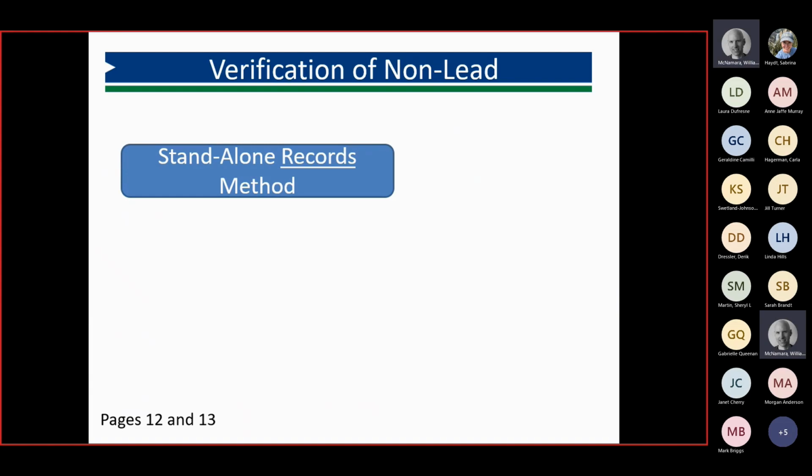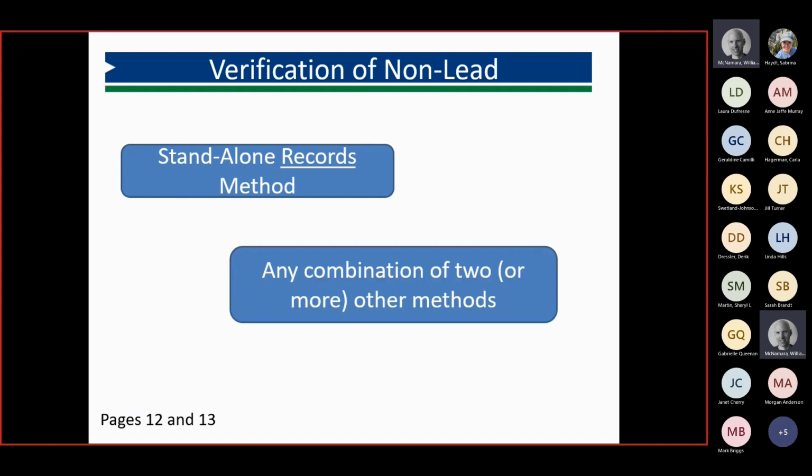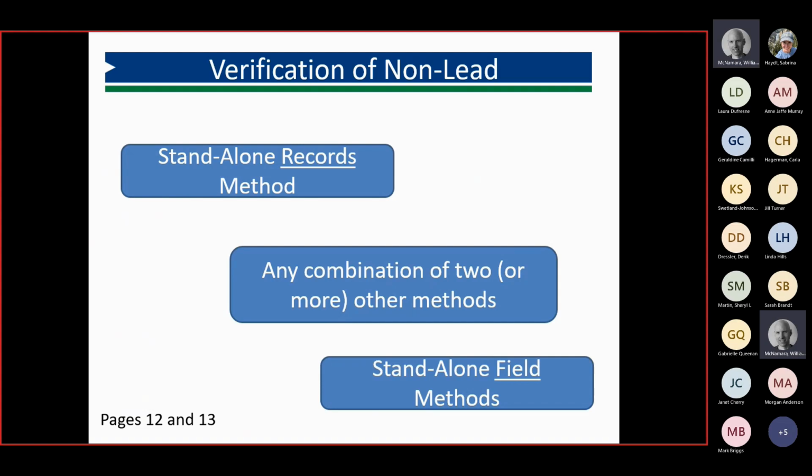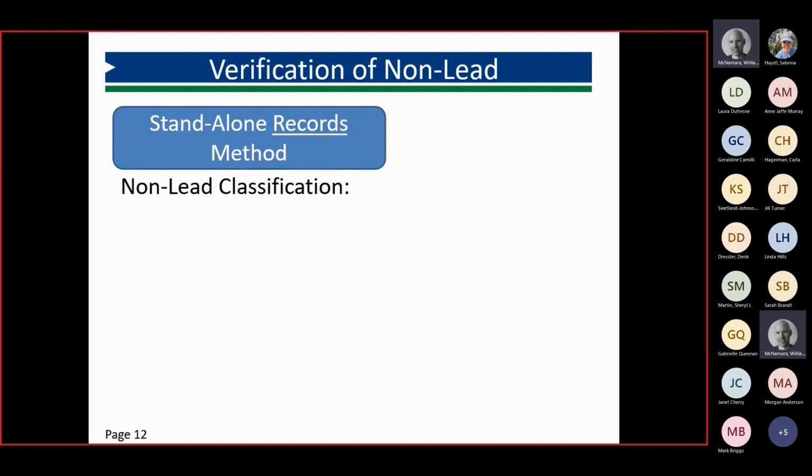All right, so what are our methods to verify that it's non-lead? We grouped them into 3 categories, or 3 segments. The first one is the standalone records method, standalone meaning you don't have to do anything else but look at the records. Second, a combination of 2 or more methods, including the methods that Cheryl went over with the field work. And then we have standalone field methods, as a last resort when they don't have any records. We'll talk about each of these a little bit.